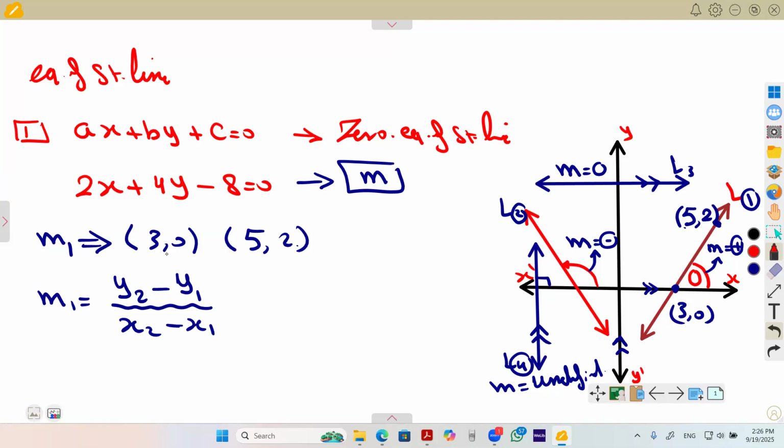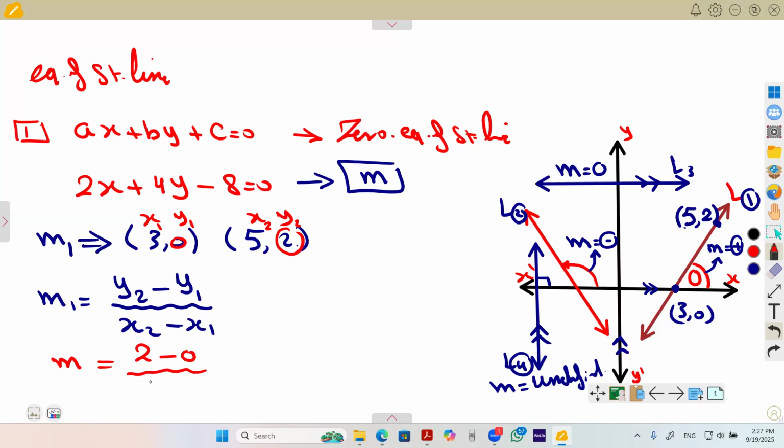Any point, any ordered pair, is x and y. If we name the first one x1, then this is y1, and this is x2, and this is y2. It is not necessary that the first one be x1 and y1. It depends on how you name them. Now let us see how we can get the gradient. In this case, y2 is 2, so you do 2 minus 0 over.